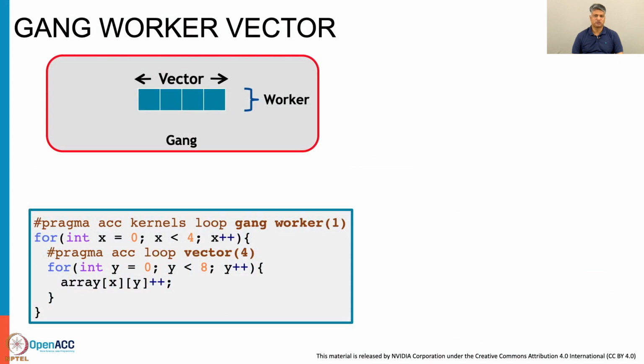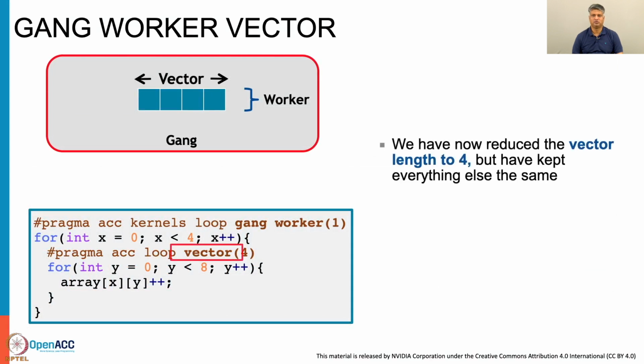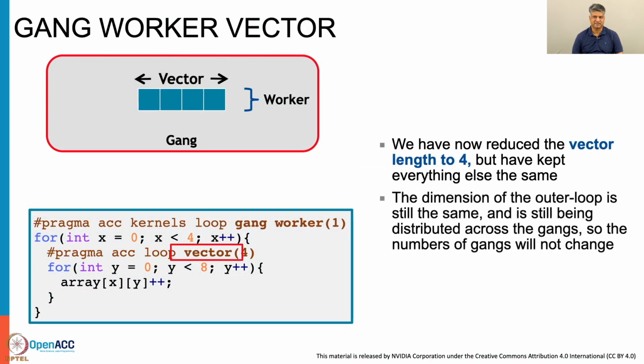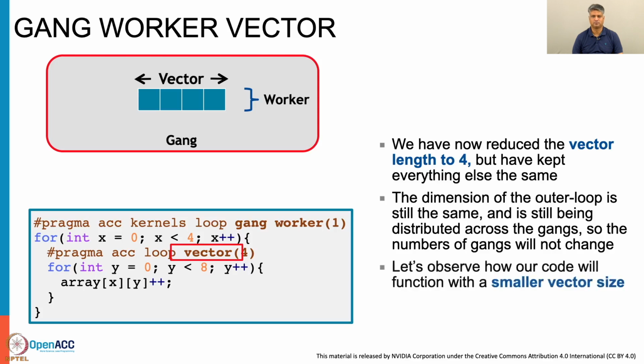If we were to choose the vector length of 4, but we have kept everything else the same, the dimension of the outer loop is still the same, but it is still being distributed across the gangs. So the number of gangs will not change. Let's observe how our code will function with the same smaller vector size.